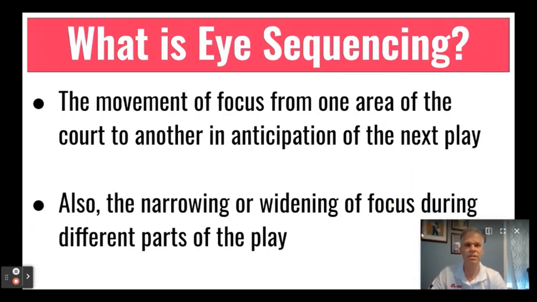First of all, what is eye sequencing? Simply enough, eye sequencing is the movement of focus from one area of the court to another in anticipation of the next play. You always want to be ahead of the play the best you can, so that way you can anticipate where that play is going and some possible faults that you might need to call. It also deals with the narrowing or widening of focus during different parts of the play, depending on the different part of the actual play and where you're actually looking is going to make some differences.